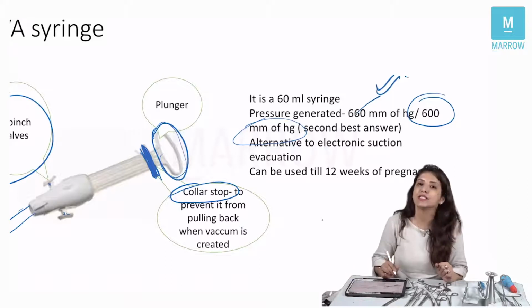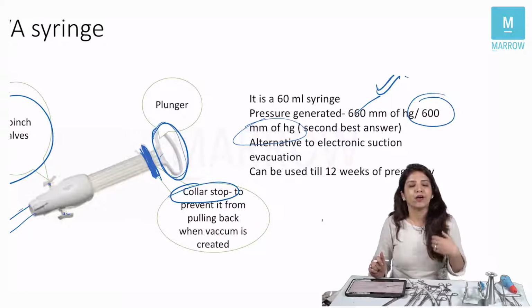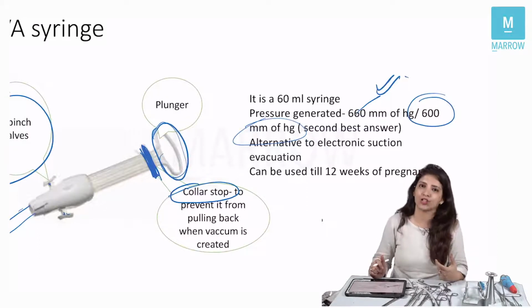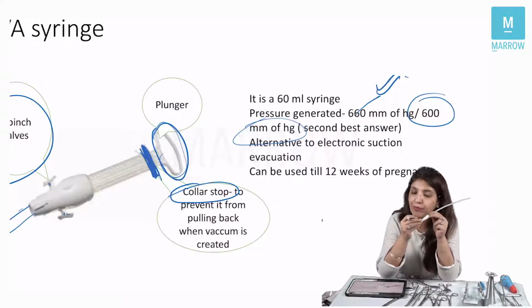Best answer is 660 millimeters of mercury. Then, it is an alternative to electronic suction evacuation. Normally, this Carman's cannula is attached to a suction machine. But in those places where there is no electricity, then you can attach it to an MVA syringe.